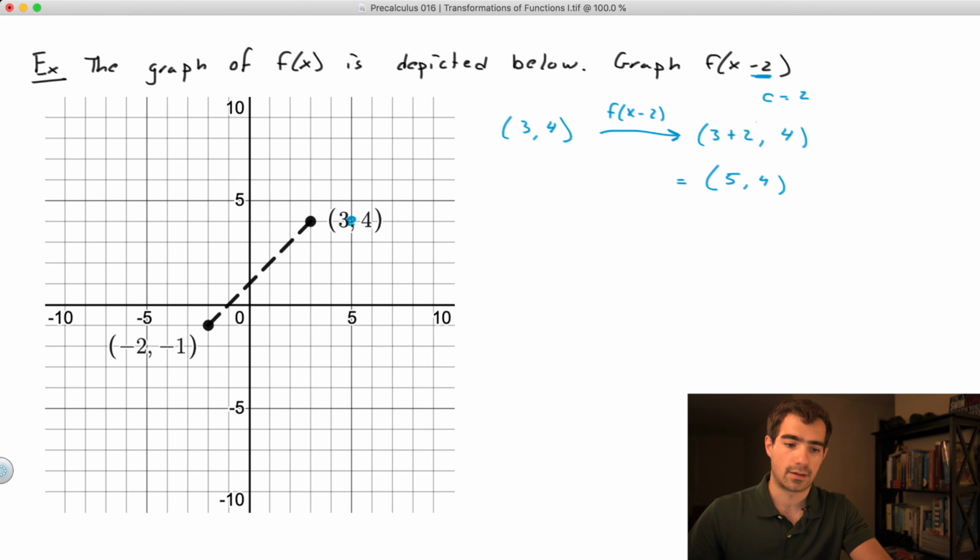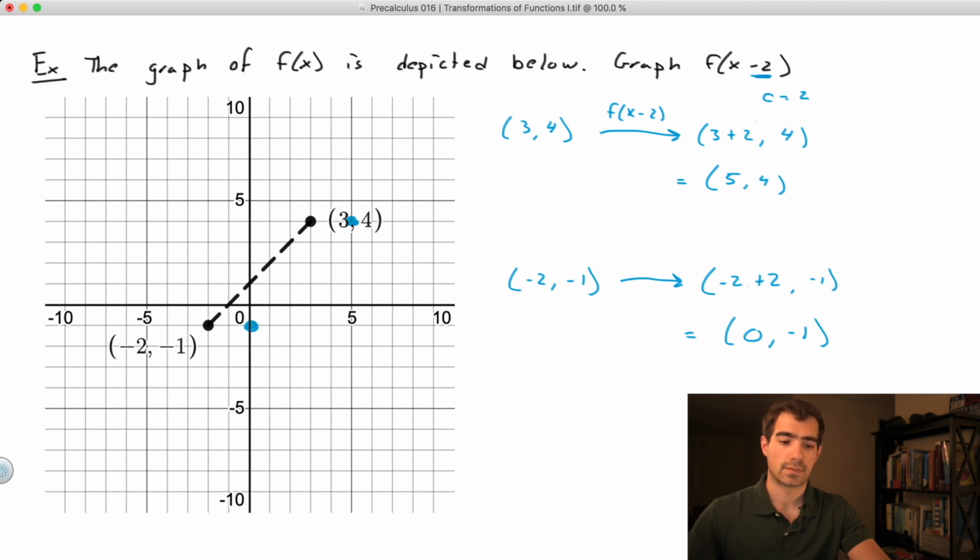And we can plot that on our graph here. Likewise, the point negative 2, negative 1, when we transform in the same way, we'll add 2 to its x coordinate as well. Negative 2 plus 2, comma, negative 1. Or in other words, negative 2 plus 2, which is 0, comma, negative 1. And so we can plot that point here. And just like last time, drawing a line between those 2 points will give us our transformed function, f of x minus 2. And we can see this because it's taken all of those points along the black dashed line and shifted them over to the right by 2 units.